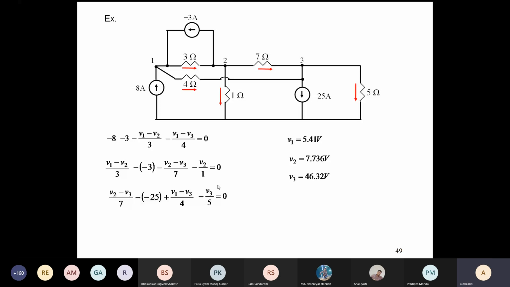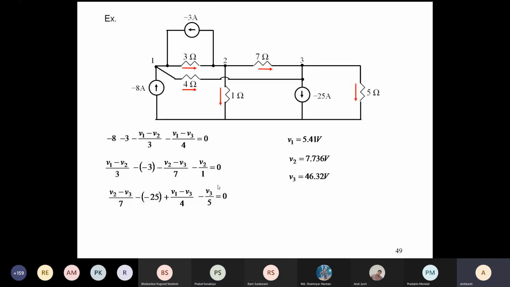Sir, can we consider the potential of node 1 to be 0 and calculate the potential of nodes 2 and 3? No, whatever you assume, you have to strictly follow. You can try it, but it will give a different answer. If you make that the reference, it will basically lead to another, different circuit.